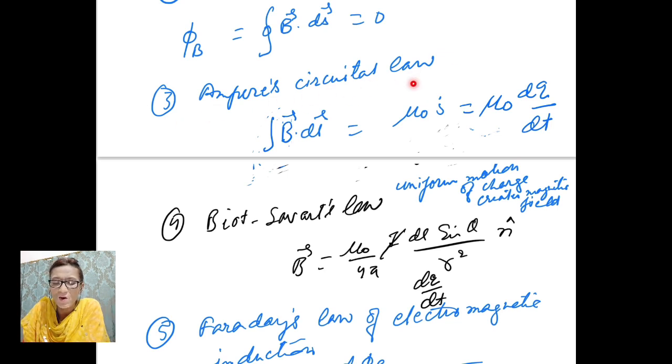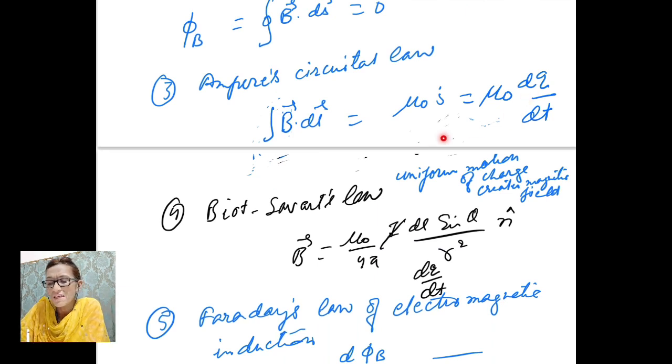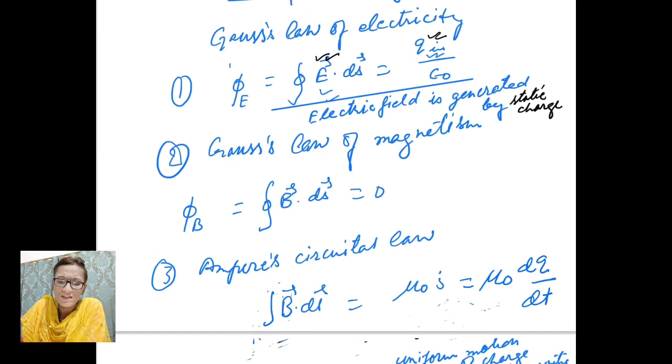Ampere's circuital law suggests that the line integral of magnetic field is equal to mu naught I. And you can write I as dq upon dt. So what is this dq upon dt? Rate of flow of charge. When charge flows with uniform velocity, then it creates magnetic field. So your stationary charge was creating electric field, and your moving charge with uniform velocity is creating magnetic field. But these fields are constant.